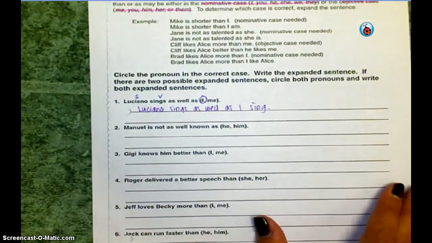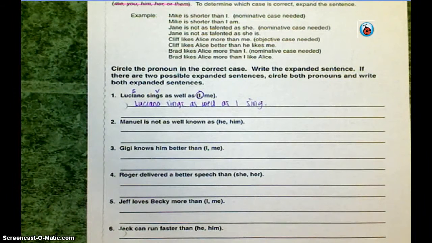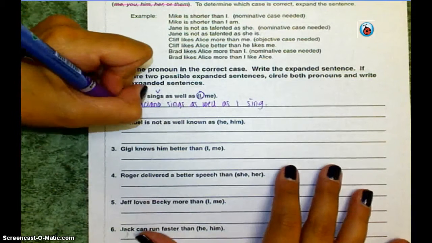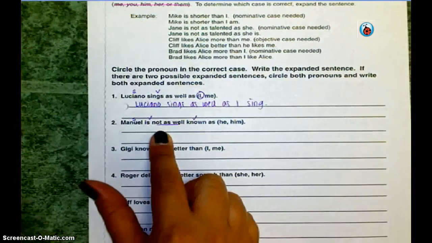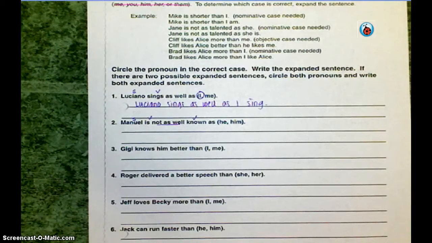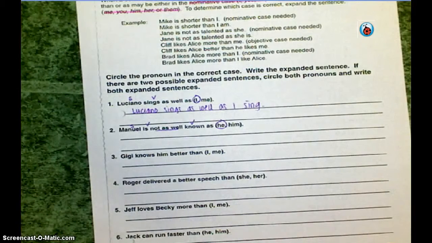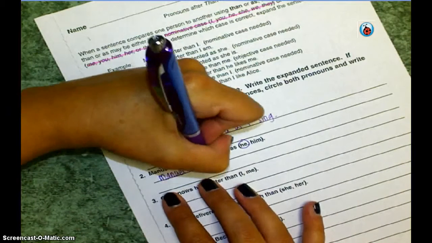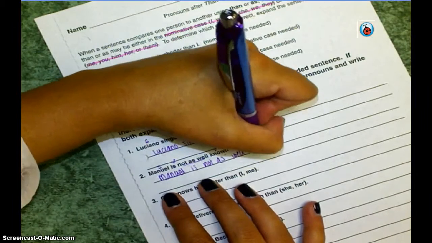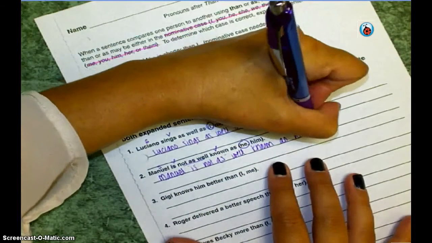And ladies and gentlemen, make sure if we have questions that we ask. We want to make sure we understand what's going on. Look at number 2. It says Manuel is not as well known as blank. So who or what did it? Manuel. What did he do? He is known. We've got lots of added words there in our verb phrase. So Manuel is not as well known as what? As he is known or as him is known? As he. And I know, again, it's not how we speak, so we want to make sure we're understanding everything that we need to do. So Manuel is not as well known as he is.